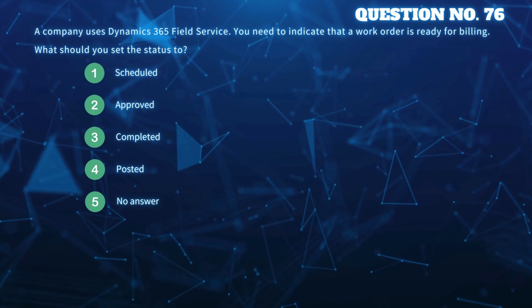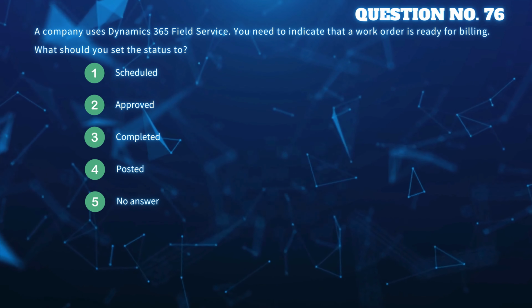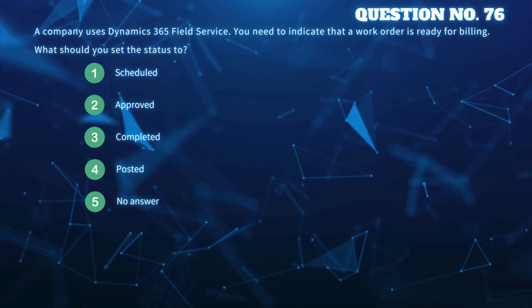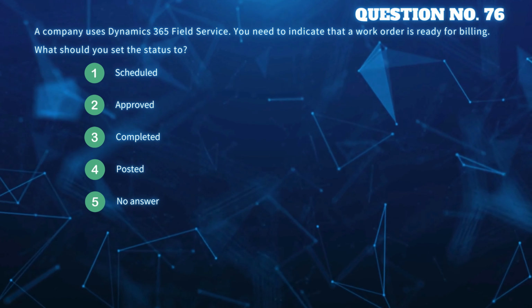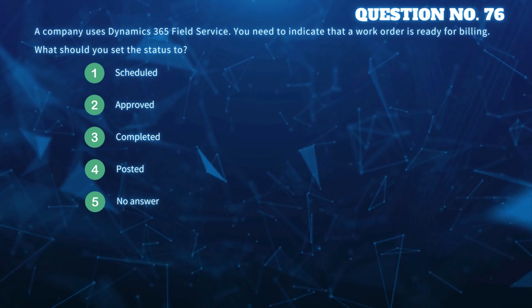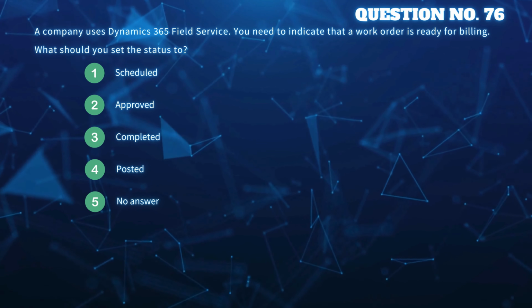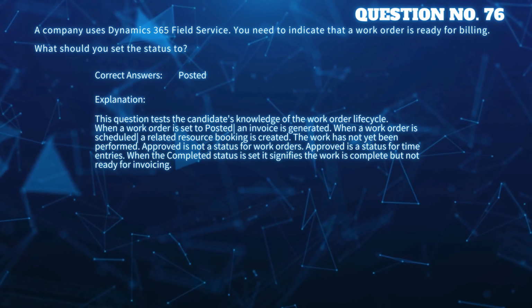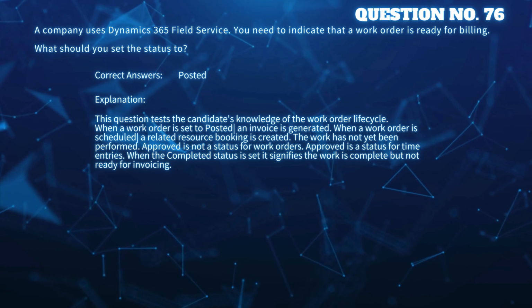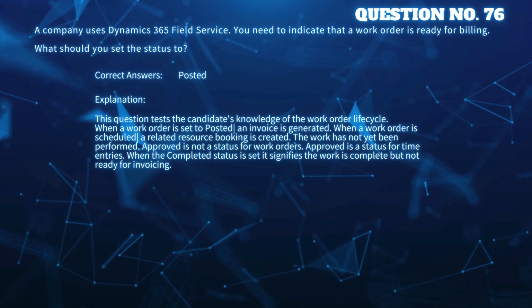A company uses Dynamics 365 Field Service. You need to indicate that a work order is ready for billing. What should you set the status to? Option 1, scheduled. Option 2, approved. Option 3, completed. Option 4, posted. Correct answers: posted. Explanation: this question tests the candidate's knowledge of the work order lifecycle.